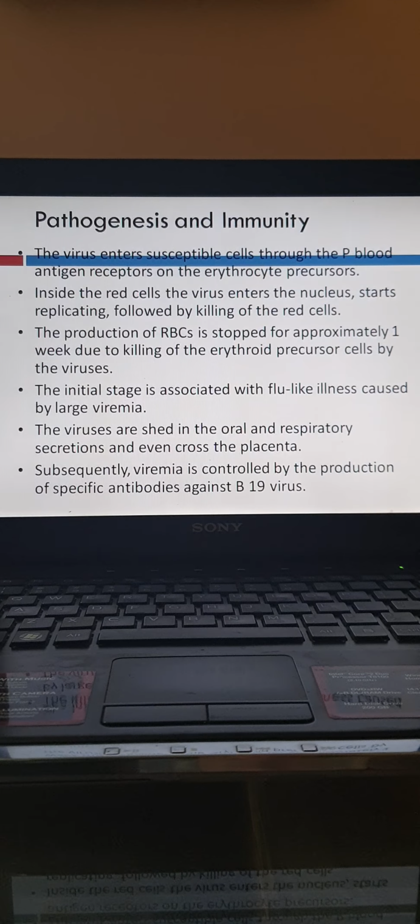The first initial stage is associated with flu-like illness, and this is caused by the presence of a large number of viruses in the blood, that is viremia. During this time, the viruses are shed in the oral and respiratory secretions, and they can even cross the placenta. So it is highly contagious, highly infectious during this time because of the higher viral load. Subsequently, this viremia is controlled by the production of specific antibodies against the B19 virus.